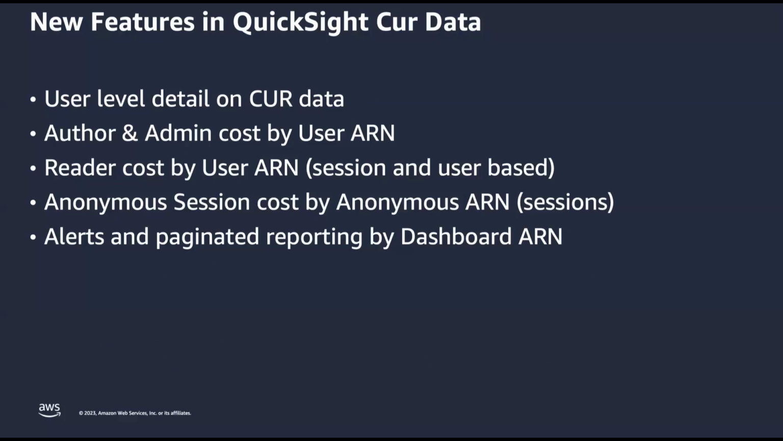So what does this mean? For authors and admins, you're going to see your user ARN in each line for each cost that they incur. For reader costs, whether it's session-based or user-based, you're going to see that user ARN keeping track of that reader cost. Anonymous sessions with anonymous ARNs are being tracked. So if you're doing session-based pricing and you're using anonymous embedding, you'll be able to see that anonymous ARN keeping track of each individual session, which you can use to link to other information. And lastly, other features like alerting and paginated reporting are also being tracked by dashboard ARN.